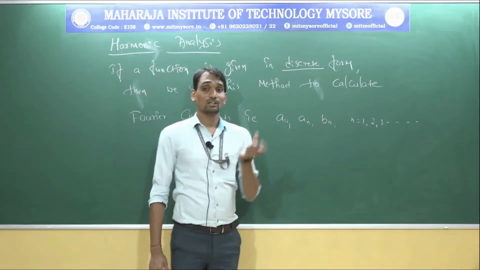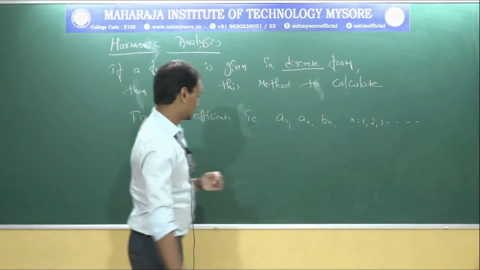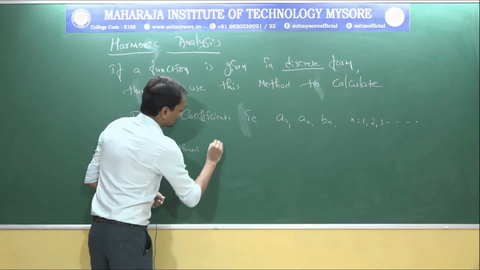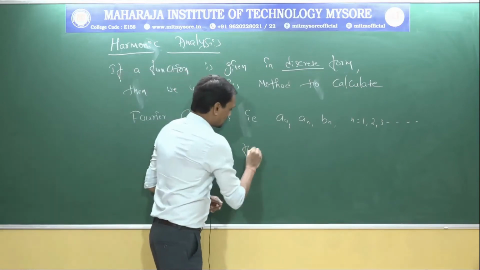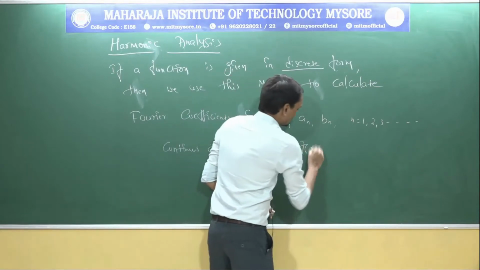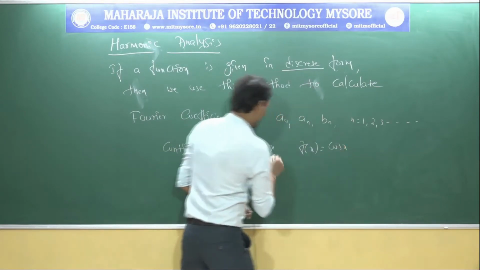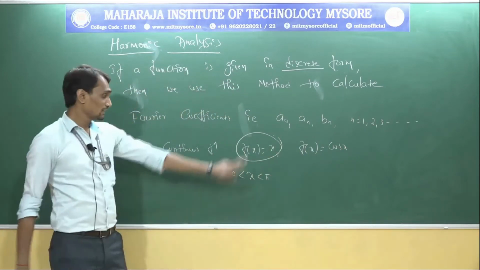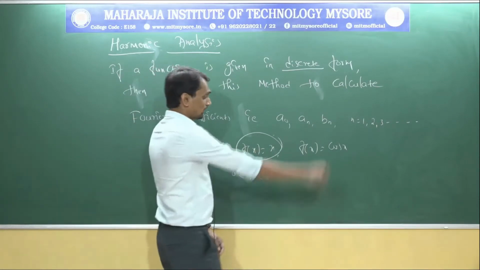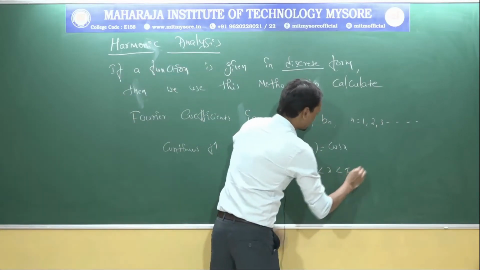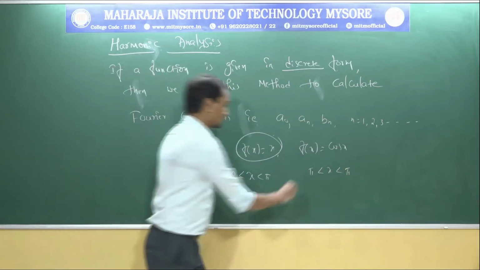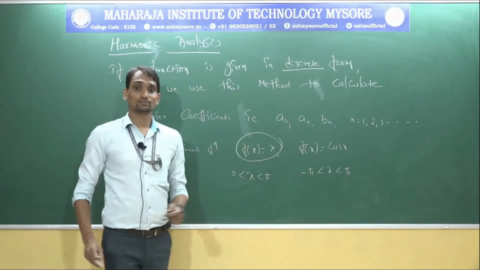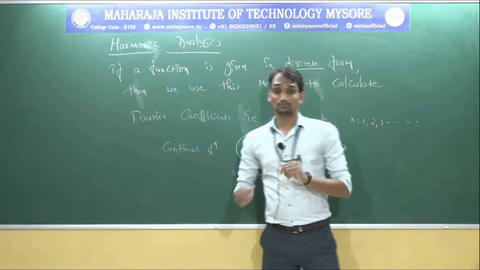Up to this point you studied continuous functions. A continuous function is something like f of x equal to x or f of x equal to cos x, where x lies between 0 to pi, or x is between minus pi to plus pi. A continuous function means it lies between minus pi to plus pi.